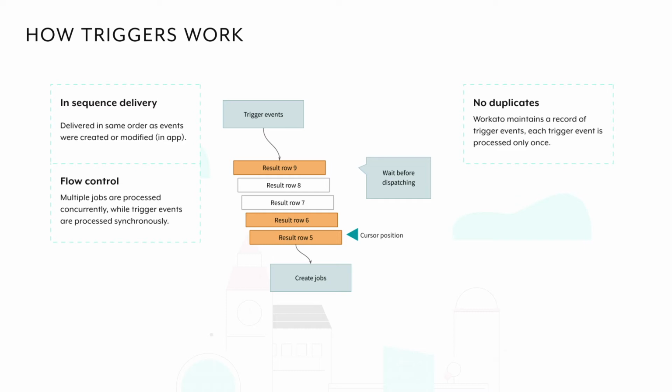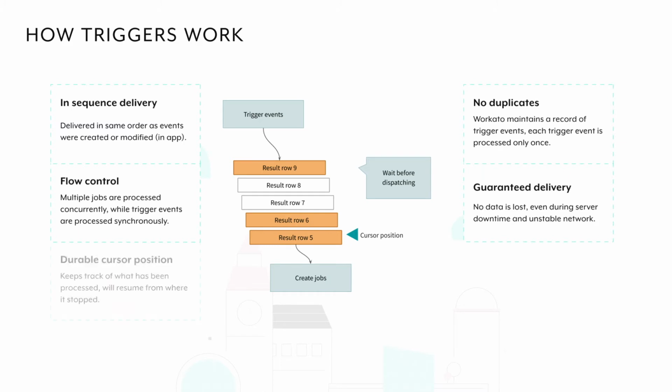When you set the concurrency to a higher value, multiple jobs can be processed concurrently and trigger events are processed synchronously. All events are guaranteed to be delivered once and only once. Even when the server is down or unstable, data will not be lost, as events will always get picked up when the server is stable and running due to the cursor position, and it can thus resume from where it stopped. This is possible because Workato maintains a durable cursor position that points to the last record processed.